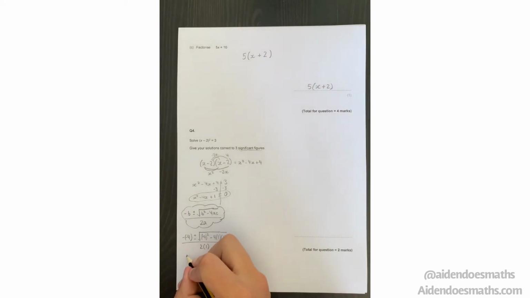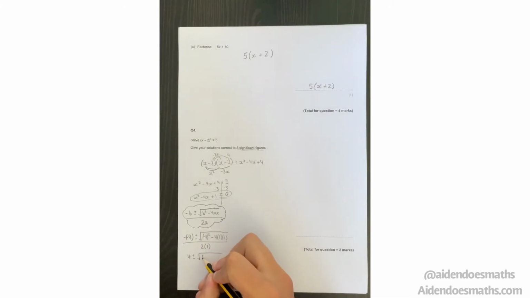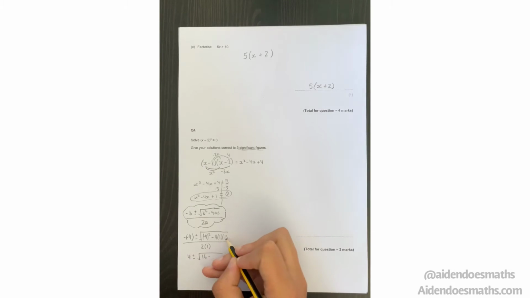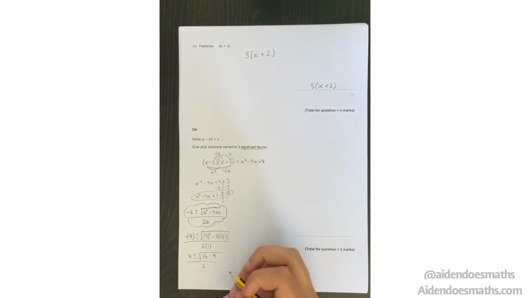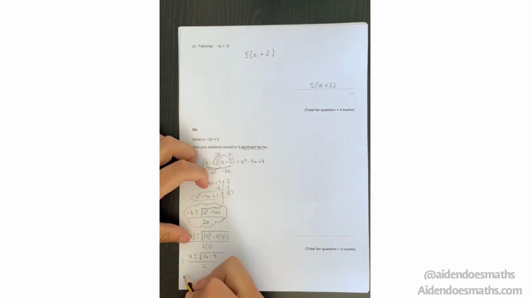So minus minus 4 just gives us positive 4. 4 plus or minus minus 4 squared is 16, take away 4 times 1 times 1 is just 4, all over 2. Okay, which is 4 plus or minus root 12 over 2.